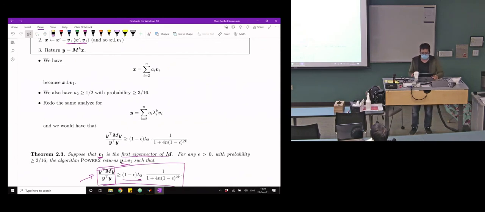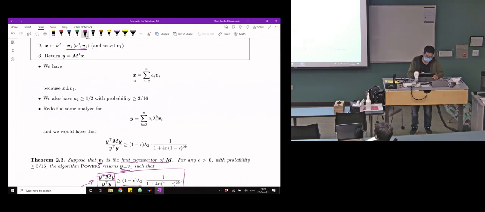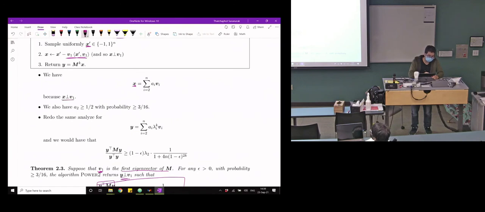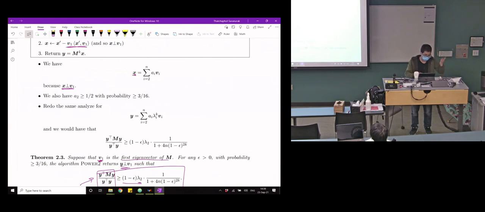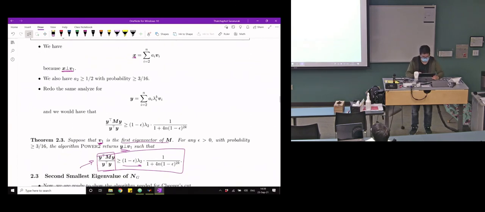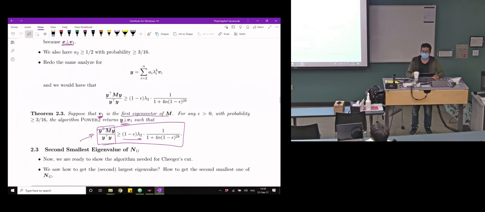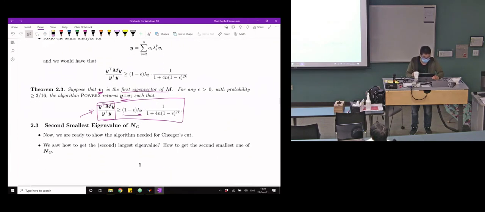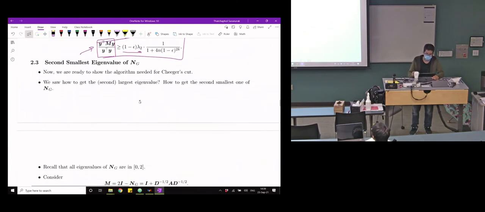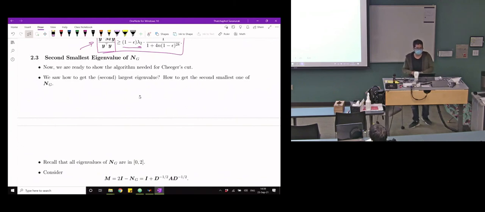And when you apply the same analysis, you can see that the ux here will be, everything is the same except that you remove the first coordinate, the coordinate that is parallel to v1. And apply the same thing exactly, then you are done. Okay. So now we are close to what we want.